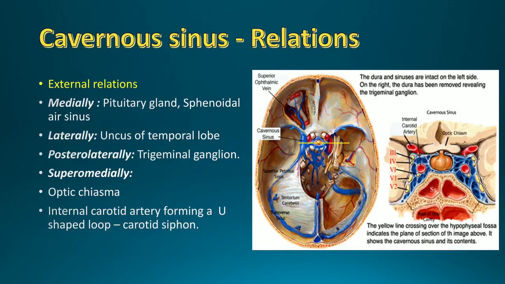So these are the external relations of the cavernous sinus: mainly the medial and lateral relations, then the posterolateral and superomedial relations. Below, naturally it is related to the floor, which is formed by the dura, and external to the dura you have the greater wing of the sphenoid.